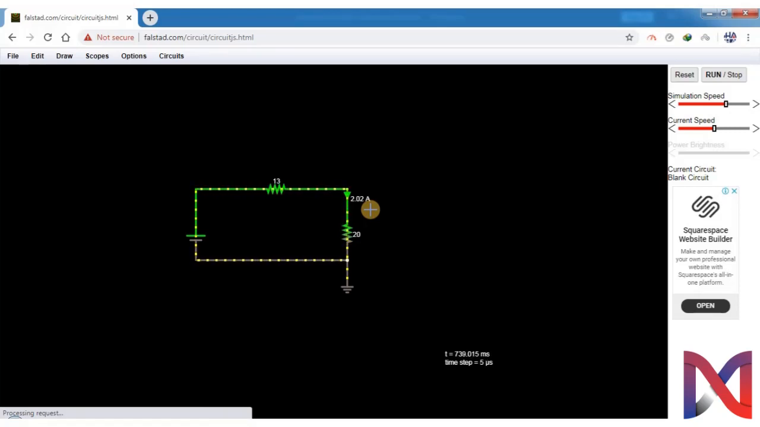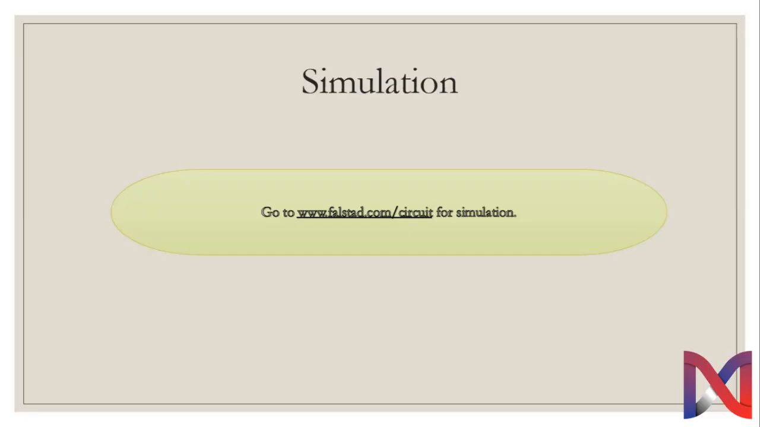So this is how you verify Thevenin theorem through simulation. This was all about simulations.